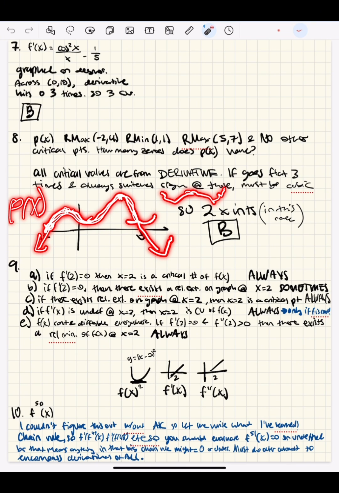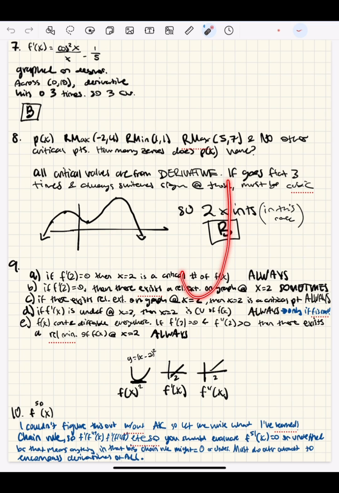So the question is actually how many zeros there are, how many x-intercepts there are, and you can tell here that there are only going to be 2. Because if there were more, even if it went through and then changed here, this would be another critical value, a relative maximum or minimum. So the fact that there are no more means that there are only 2.